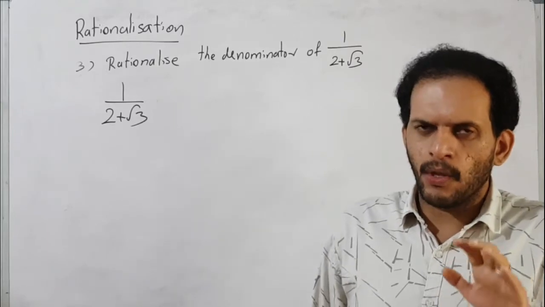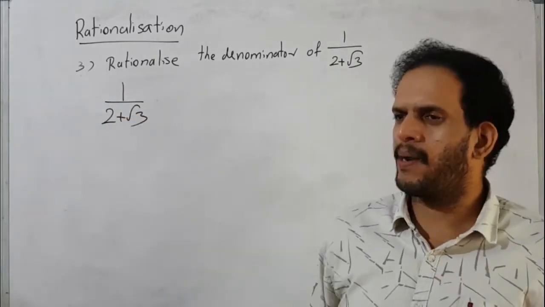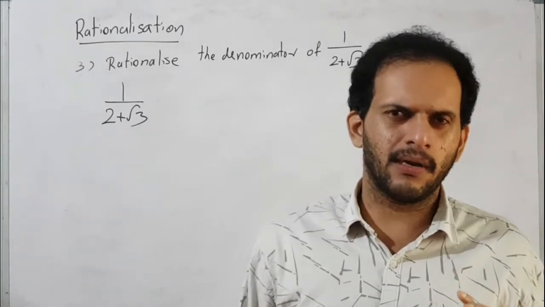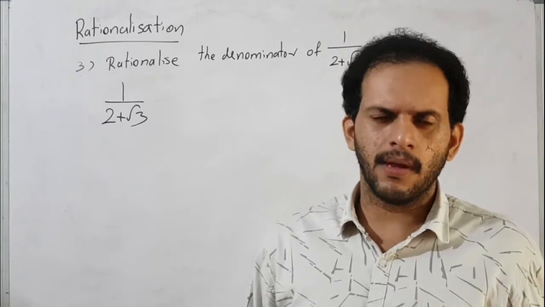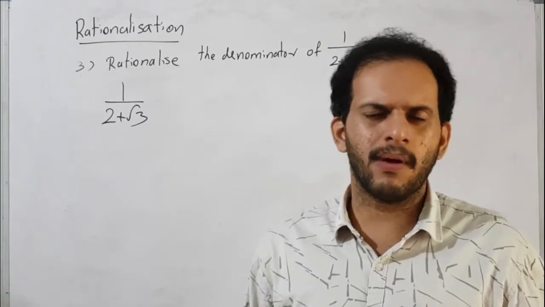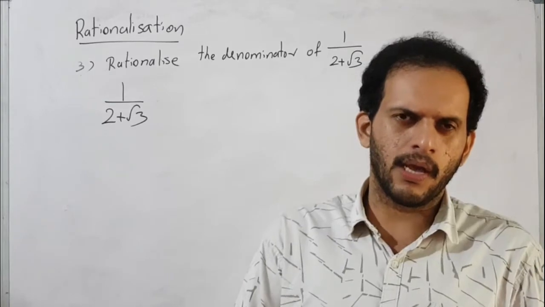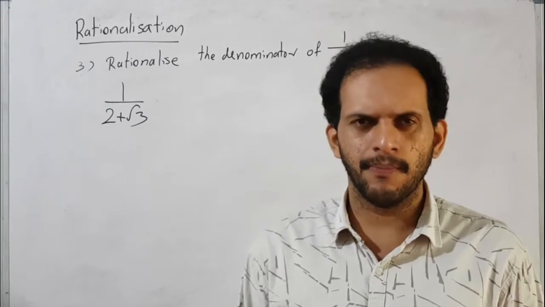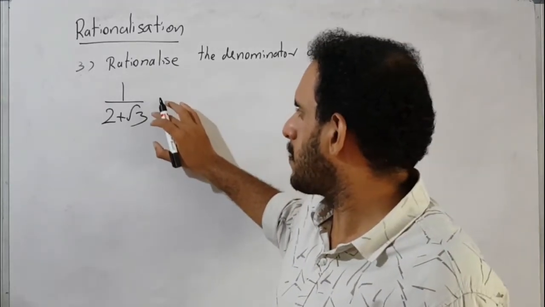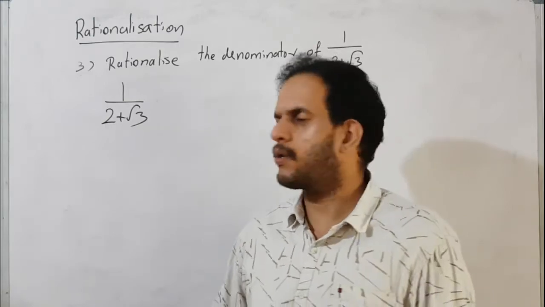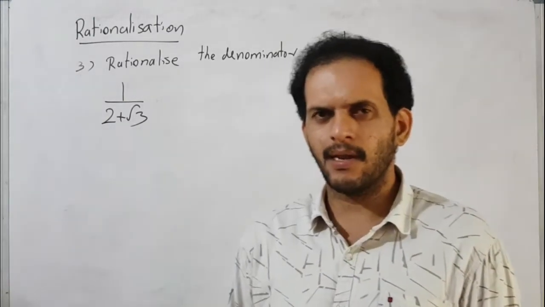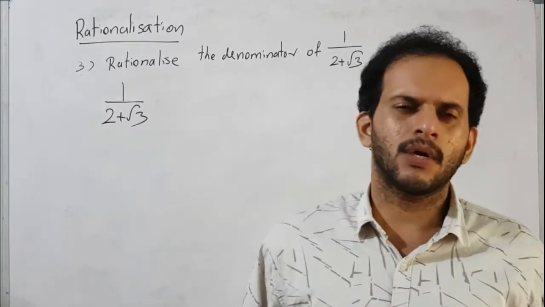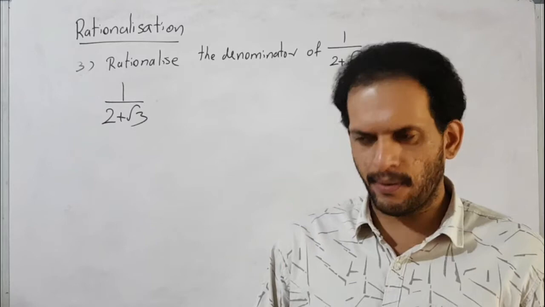Okay? Now, this is a fraction with an irrational denominator, and we have to rationalize the denominator. We need the denominator in the form of a plus b into a minus b, or a square minus b square form. To get the form of a square minus b square or a plus b into a minus b, we multiply both numerator and denominator by the conjugate of the denominator.